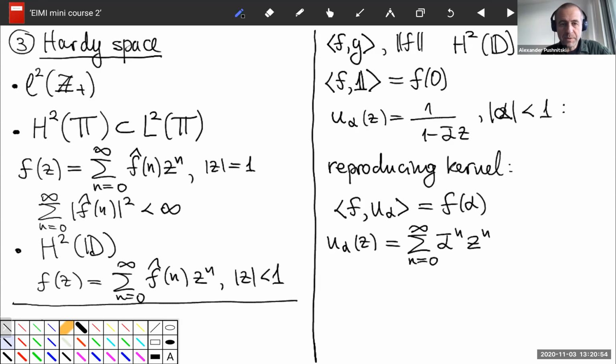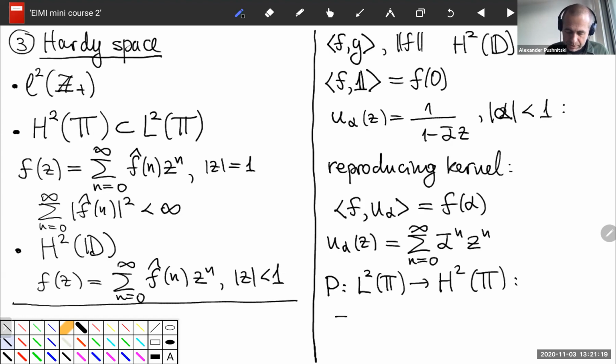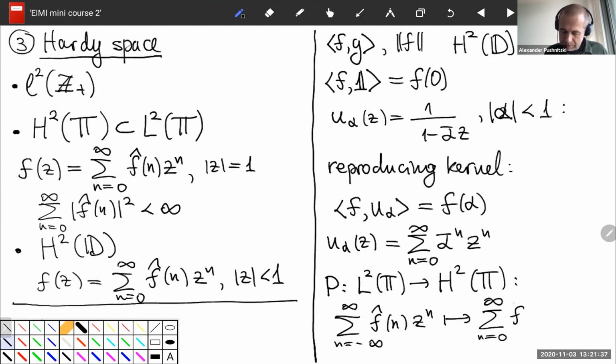Okay, so now let me mention a couple of operators that we will need in the Hardy space. The first operator is not really in the Hardy space, but onto the Hardy space. So this is the projection P from L2 on the unit circle to H2 on the unit circle. If you have a function in L2, then this is of course given by its Fourier series. So the projection P simply kills all the terms with the negative indices. Okay, so this will be a very important operator for us.